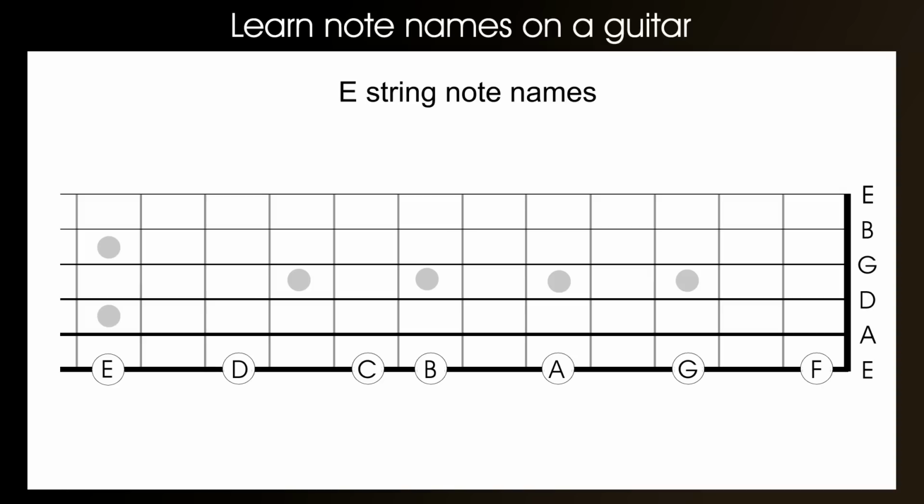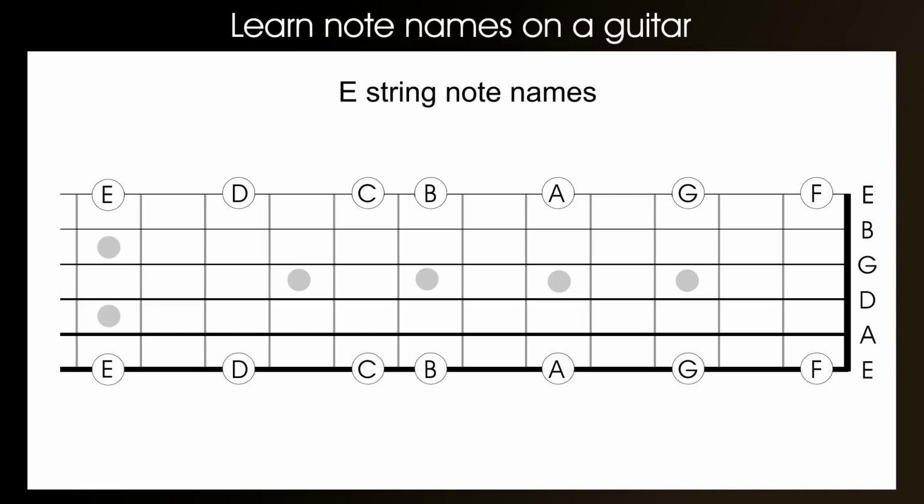The notes on the bottom string then, starting with the open E, are E, F, G, A, B, C, D, E. We stop on the 12th fret because the pattern repeats itself. Notice the B and the C are next to one another. Also, not so obvious, but the E and the F are also close to one another. By learning the names of the notes on the bottom E string, you're also learning the names of the notes on the top E string.